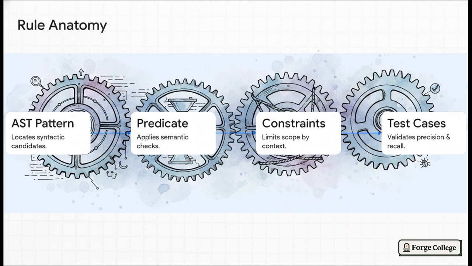First, locating candidates. Second, filtering them. Third, limiting the scope. And fourth, validating the logic. Make no mistake, if any one of these gears is missing, your bug trap is either going to snap on empty air or just fail to trigger altogether.